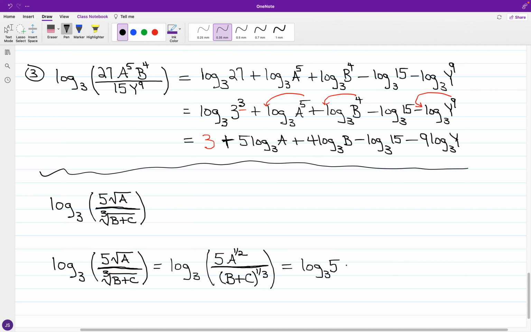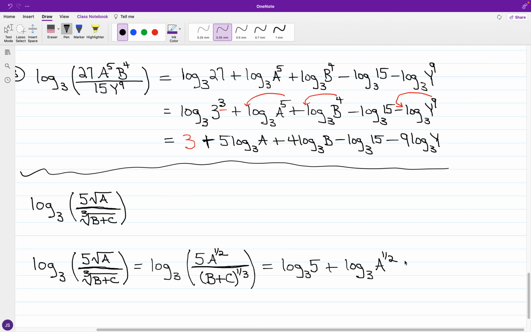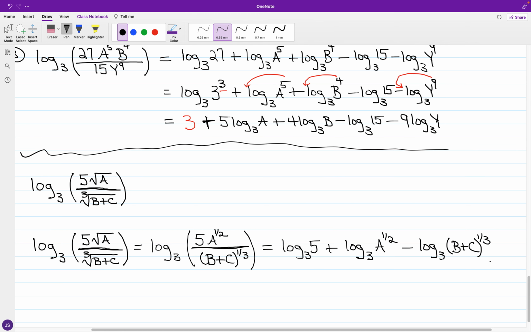So here we'll have the base 3 logarithm of 5, and this stays as it is since 5 is not a multiple or an integer power of 3. And we have plus the base 3 logarithm of a to the 1/2. And with b plus c in the denominator, I have minus the base 3 logarithm of the quantity of b plus c raised to the 1/3.